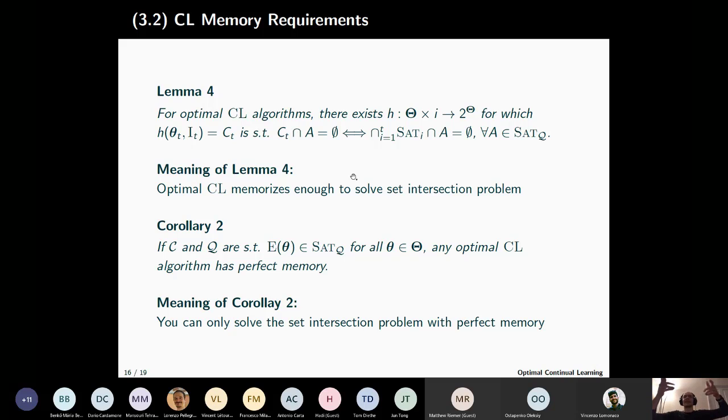And so this is the first result, and then you use this lemma 4 in the second result, corollary 2, which here I've given you in a weak form because it's easier to state. In the paper, we actually give a broader class of conditions that are satisfied more easily. But basically, under mild regularity conditions, any optimal continual learning algorithm will have perfect memory.